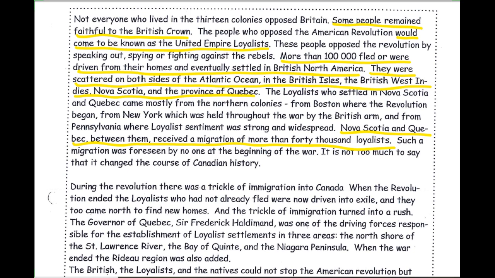I've been highlighting as we've gone, so pay attention. Make sure you get the highlights. Next paragraph. I'll just scroll so it's a little bit easier.